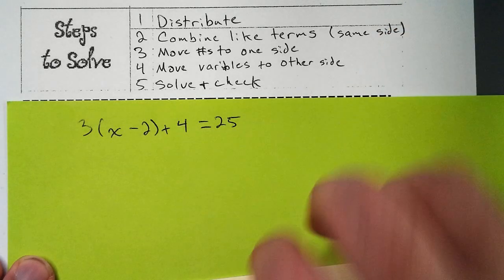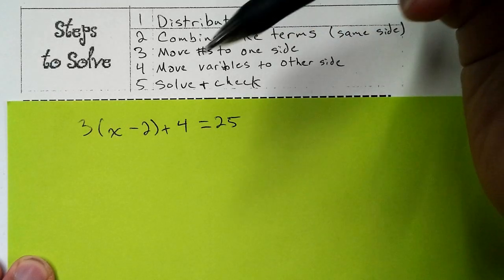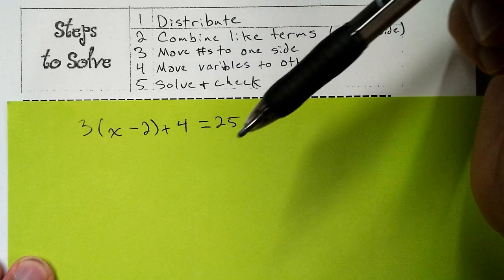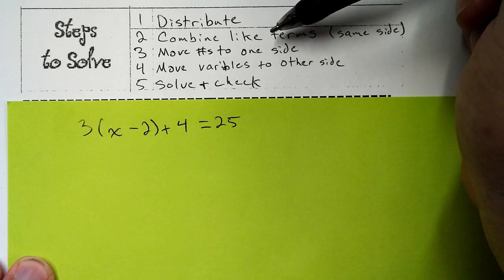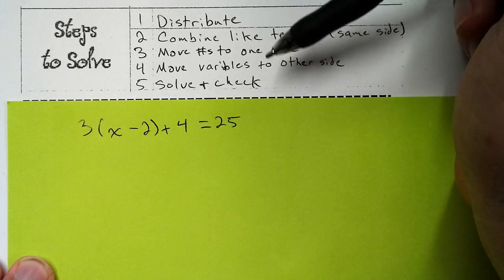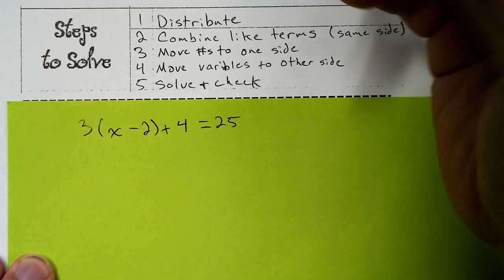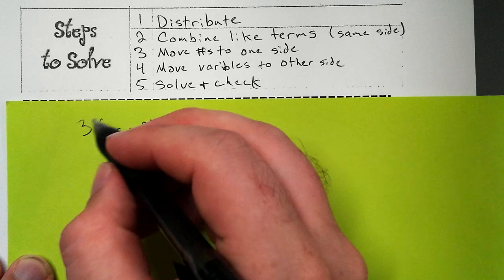All right, so we remember when we have any problems that are an equation and that have parentheses, we need to distribute. Then we'll go through these steps just like off the notes. Then we combine like terms, move our numbers to one side, move the variables to the other side, solve and check. And so far in our problems, we haven't had variables on both sides, so it's been pretty easy.